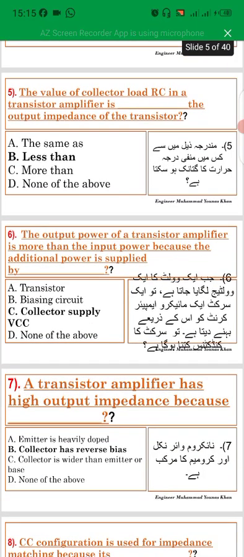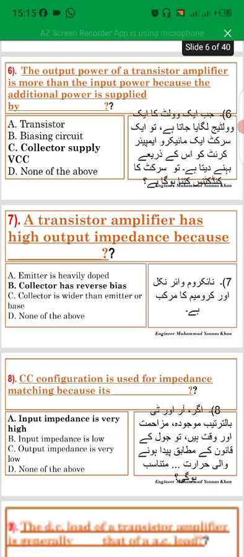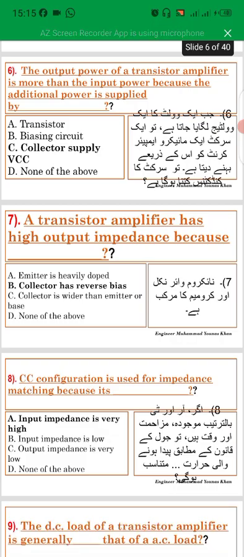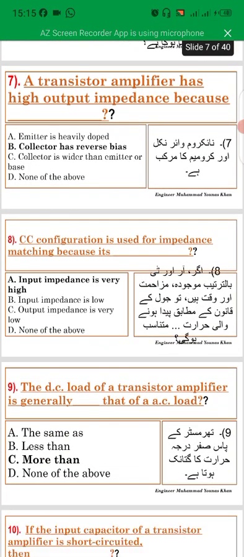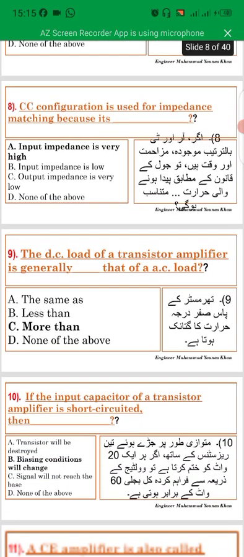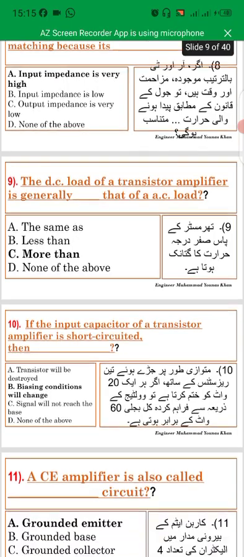The value of collector load RC in a transistor amplifier is less than the output impedance of the transistor. The output power of a transistor amplifier is more than the input power because the additional power is supplied by the collector supply VCC. A transistor amplifier has high output impedance because the collector is reverse biased. CC configuration is used for impedance matching because its input impedance is very high.